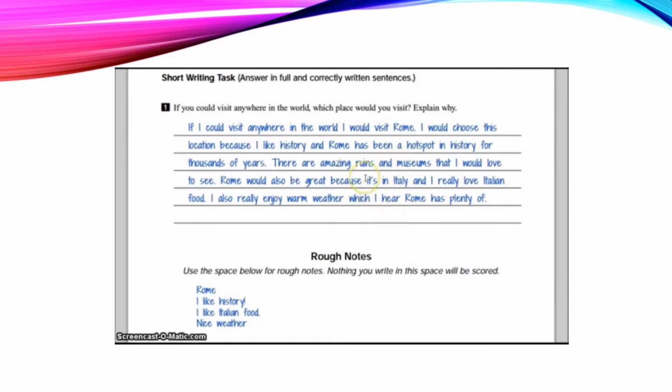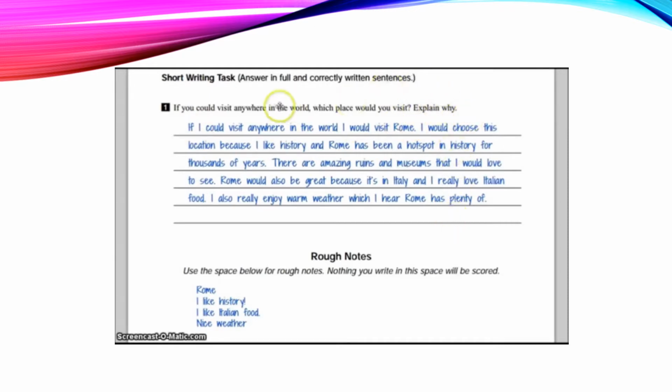So it's a perfect answer for the OSSLT. If you do the same thing in your OSSLT short writing task, you will also get a 3 out of 3. Just remember, it's a two-part question. You're asked, where would you like to visit? I've answered that in one sentence, but the explain why takes up the rest.